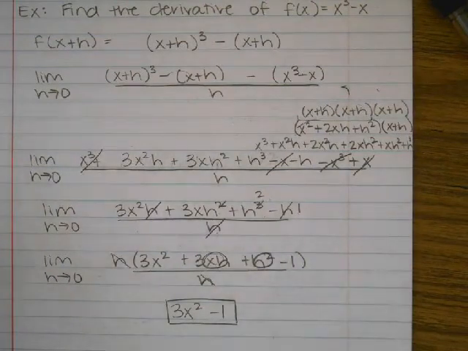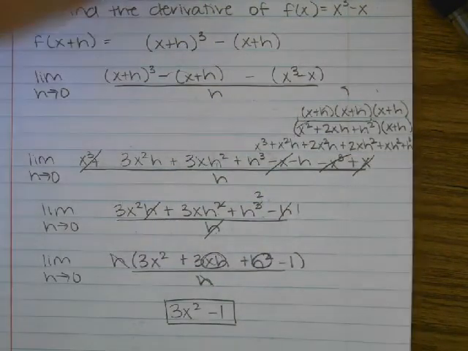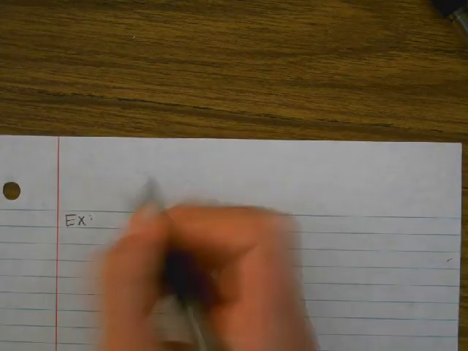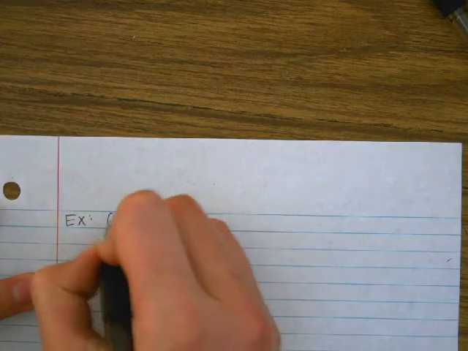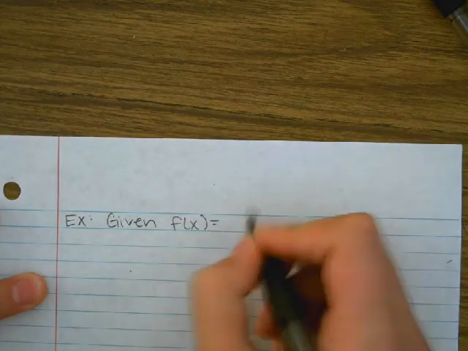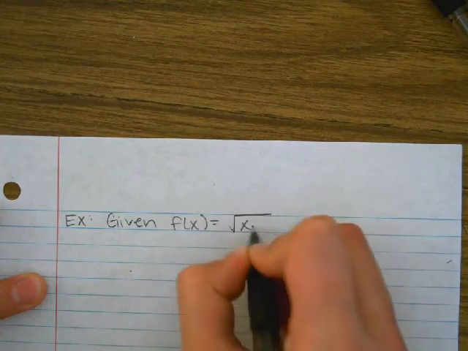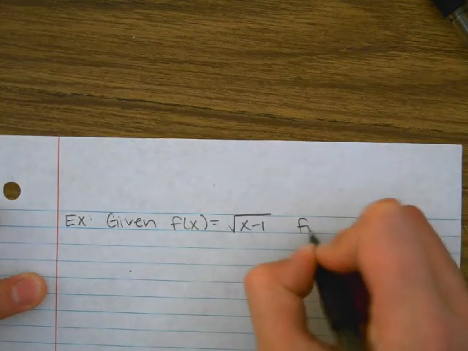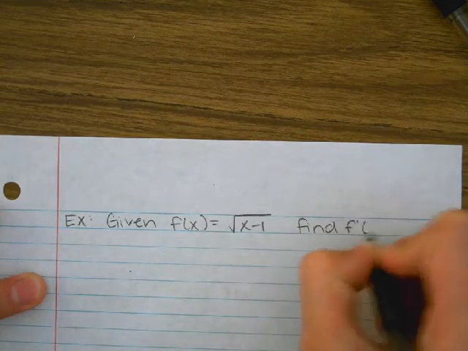Okay, we're going to do one more example in this video. And this example is going to say, given that f of x equals the square root of x minus 1, find f prime of x.